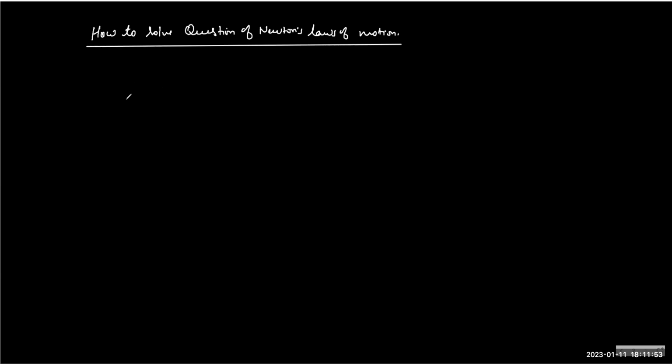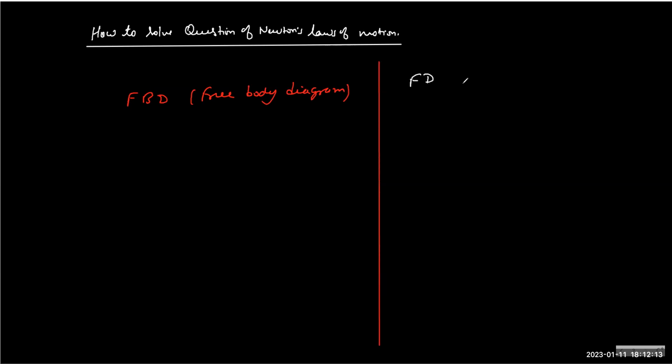One is called the FBD, which we call free body diagram. At the same time, we also need to understand something called FD, which is called the force diagram. In a short while, I'll explain the difference between the two.